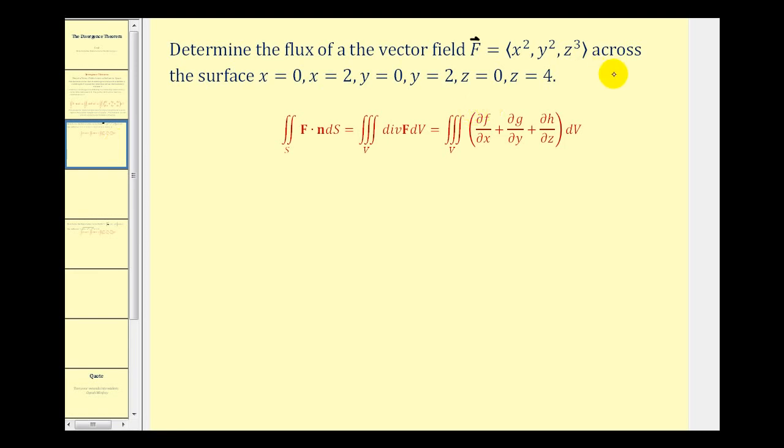Let's take a look at our first example. Here we want to determine the flux of the given vector field across the surface x equals 0, x equals 2, y equals 0, y equals 2, z equals 0, and z equals 4. So these 6 planes would form a box. Let's go and take a look at this graphically.